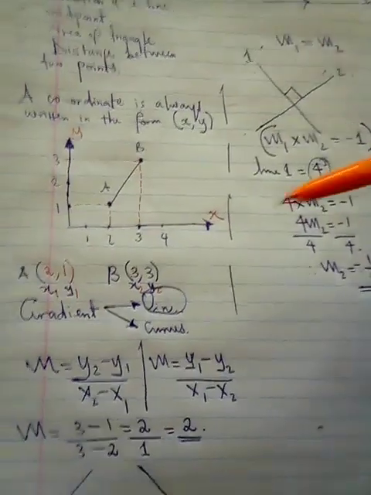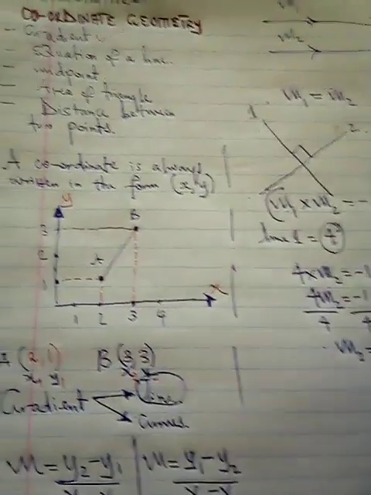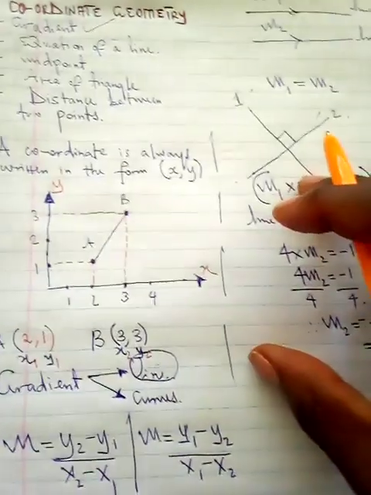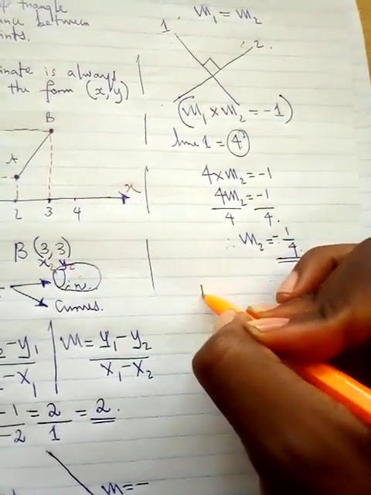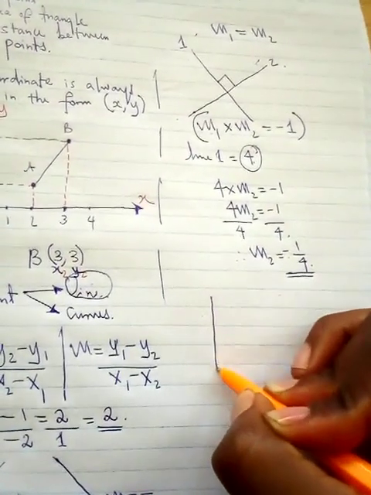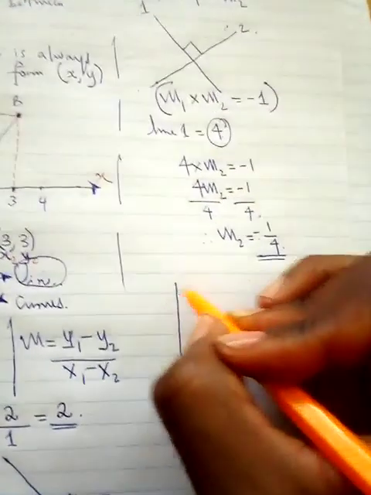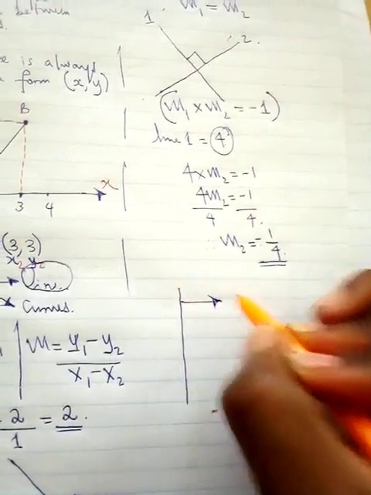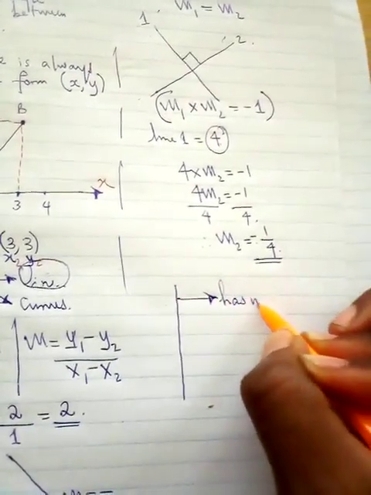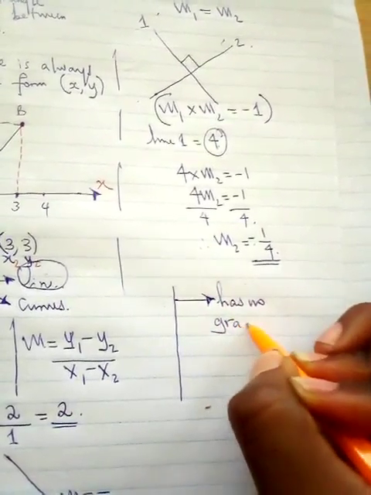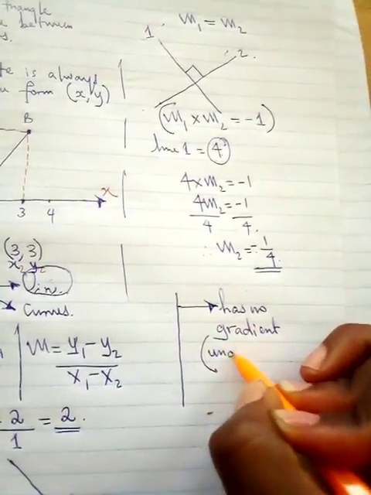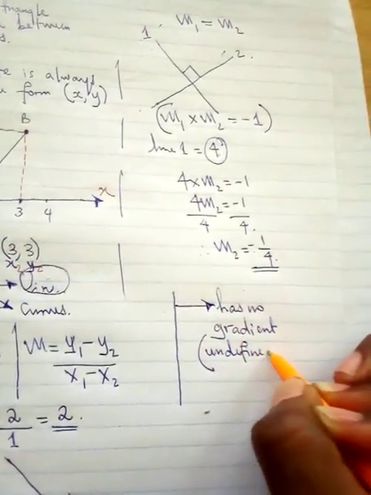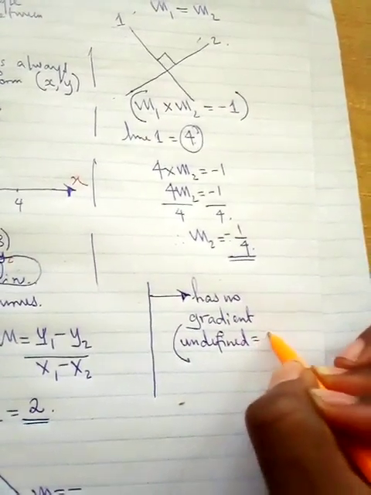So this is what we can say concerning the gradient of a line. Oh yeah, and not forgetting, if a line is vertically straight, such a line has no gradient. In other words, the gradient is undefined. The gradient is undefined if it's vertically straight.